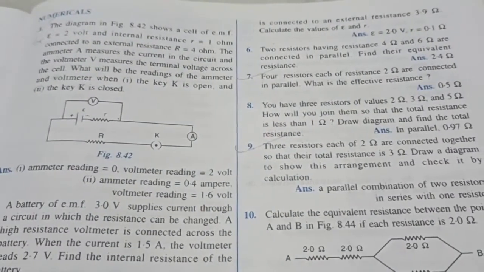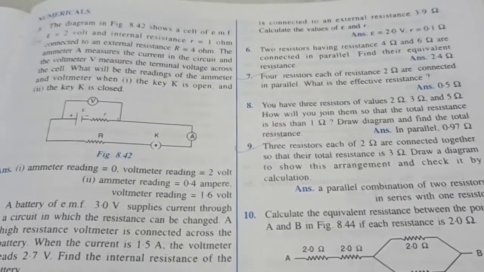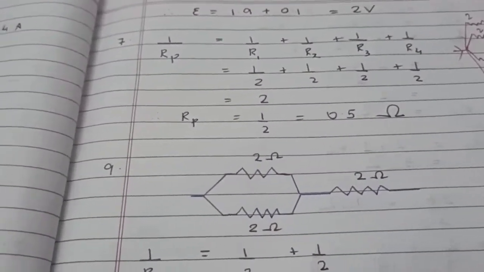Now the ninth sum. Now this time, there are 3 resistors, each of 2 ohms. They're connected together so that the total resistance is 3 ohm. But how are they connected? We have to draw a diagram. So here you have to do a trial and error. You can do it in the rough work or in your mind.